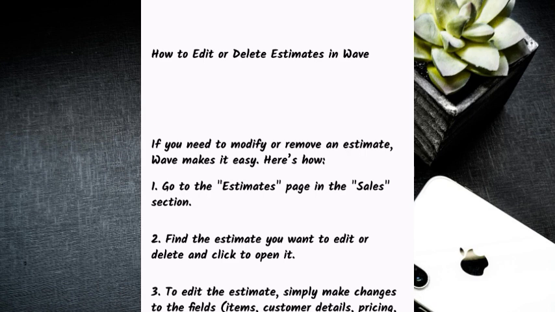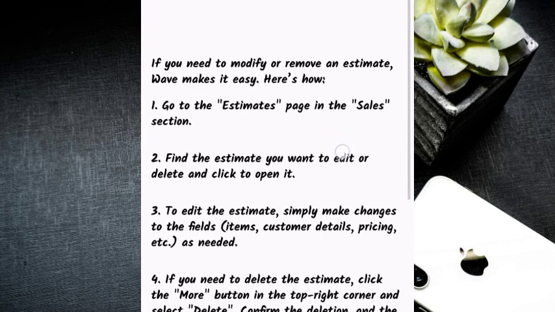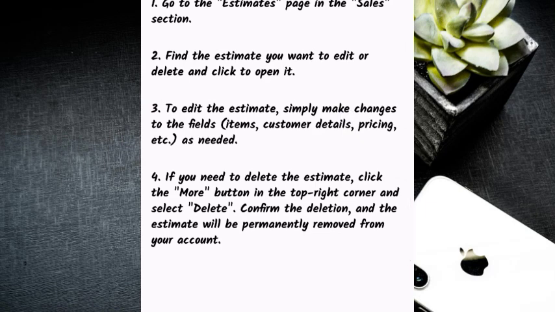First thing you've got to do is go to the estimates page that's in the sales section. Then you're going to find the estimate that you want to edit or delete and click it to open. And then you get to edit the estimate. All you've got to do is simply make changes to fields. That's the items field, the customer details field, the pricing fields, and whatever other fields that you want to edit. So go ahead and make changes as needed.